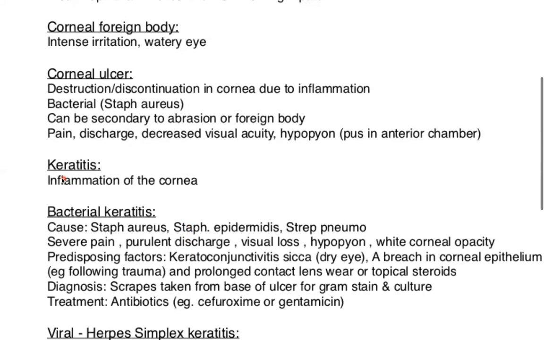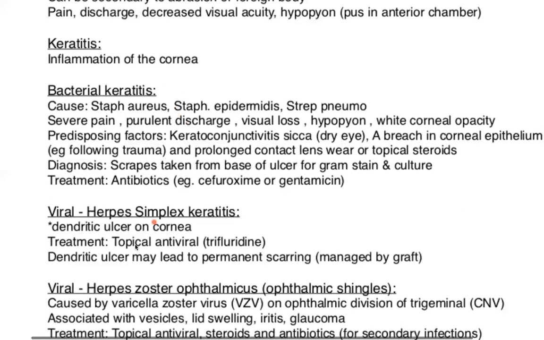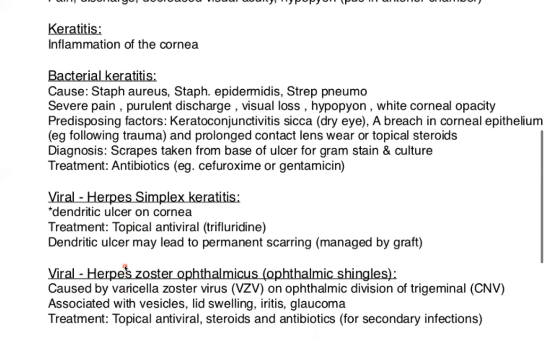Next is keratitis, or inflammation of the cornea. It can be caused by bacteria or viruses. Bacterial is either Staph aureus or Staph epidermidis or Strep pneumo. And again, the important thing about all of the bacterial causes is that there's purulent discharge.